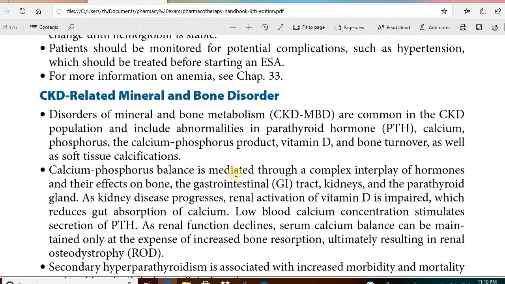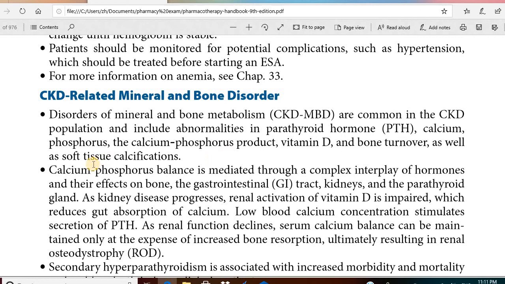Calcium phosphorus balance is mediated through a complex interplay of hormones and their effects on bone, the GIT, kidneys, and parathyroid gland. As kidney disease progresses, renal activation of vitamin D is impaired, which reduces gut absorption of calcium. Low blood calcium concentration stimulates secretion of PTH. As the renal function declines, serum calcium balance can be maintained only at the expense of increased bone resorption, ultimately resulting in renal osteodystrophy.